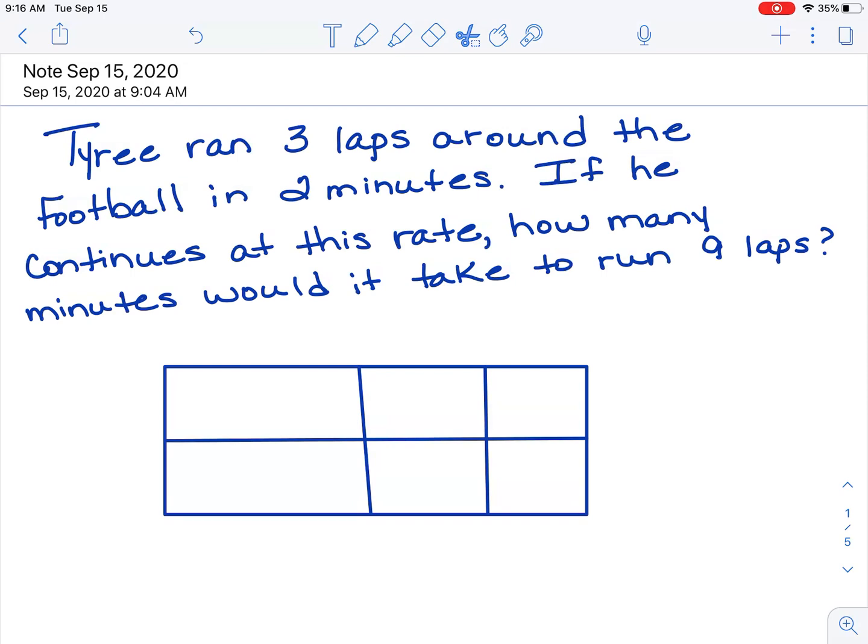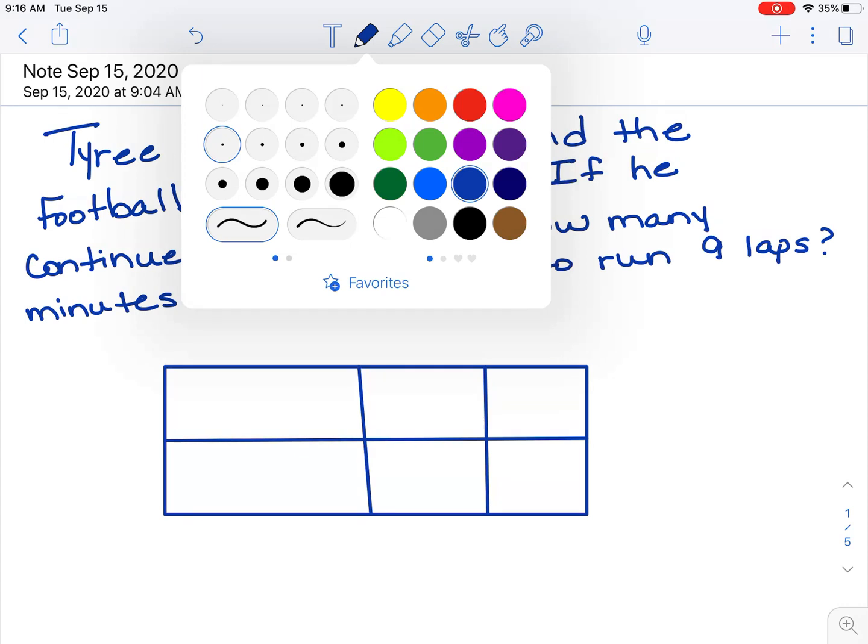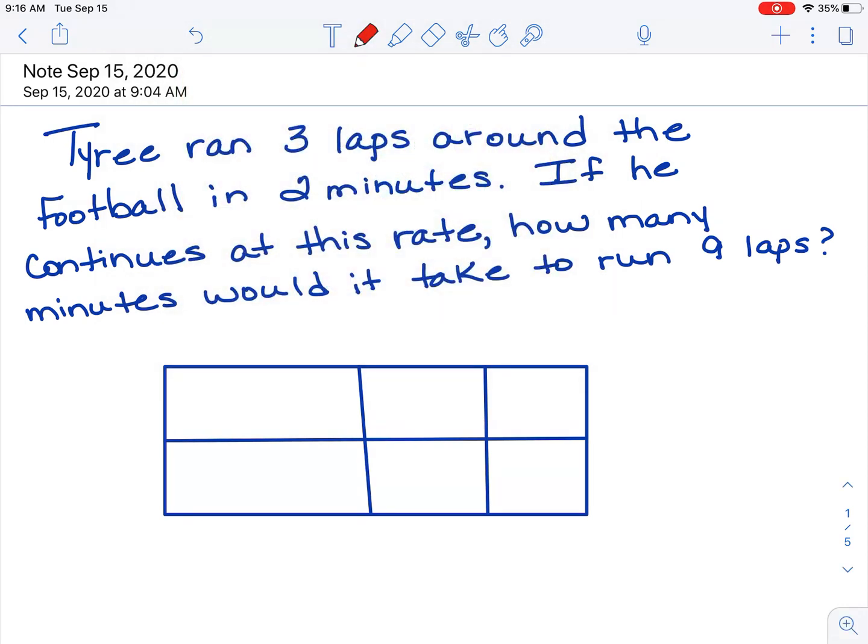We know how to solve a proportion. We know how to solve a proportion inside of a ratio table. Now we've got to read and fill in the proportion or ratio table. So let's read. Read through it the first time all the way through.